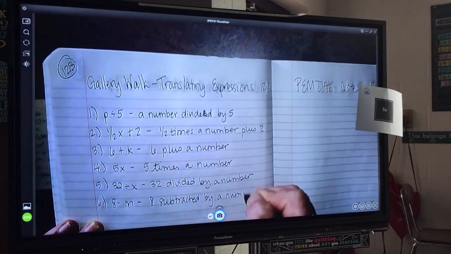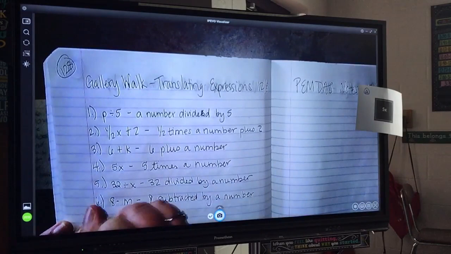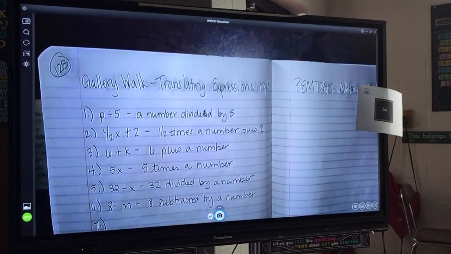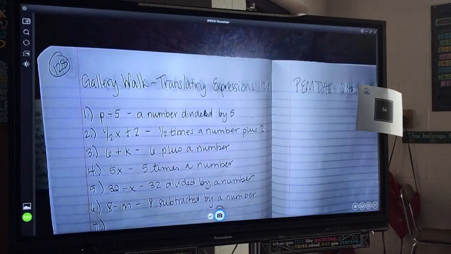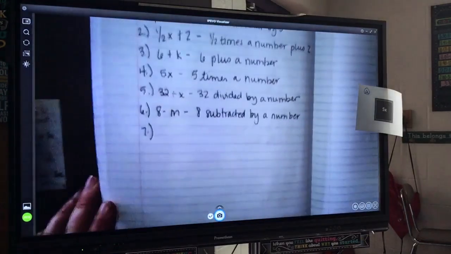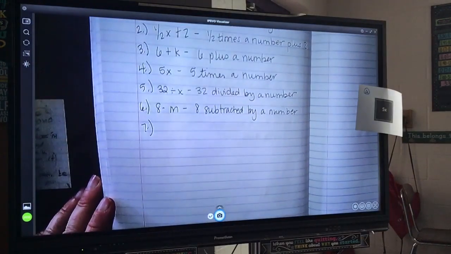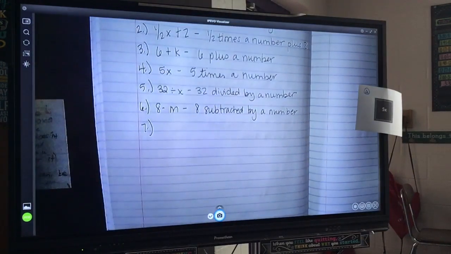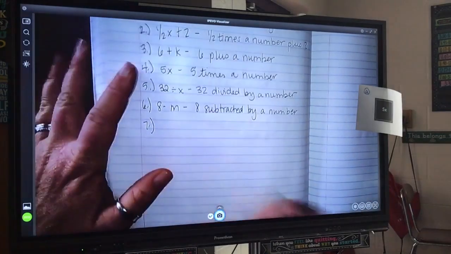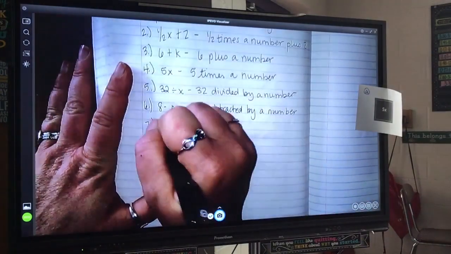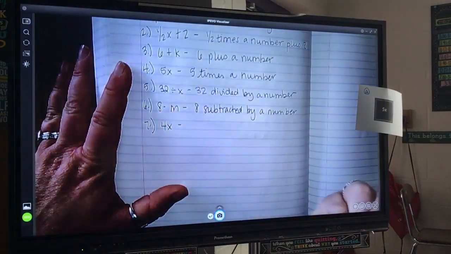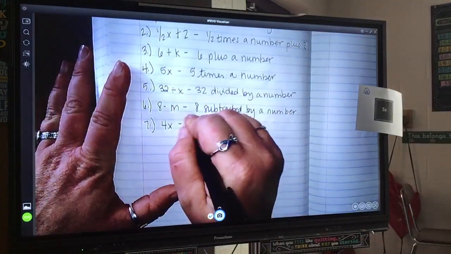Alright, so for the next 6, I don't want to hear divided by, plus, times, or subtracted. You have to use a different word, because those are the basic ones. If we had that on our paper, that's perfectly fine with me, but I want to improve our vocabulary a little bit. Alright, Leve, what was the expression? It's 4x. Okay, so 4 multiplied by a number. Perfect.